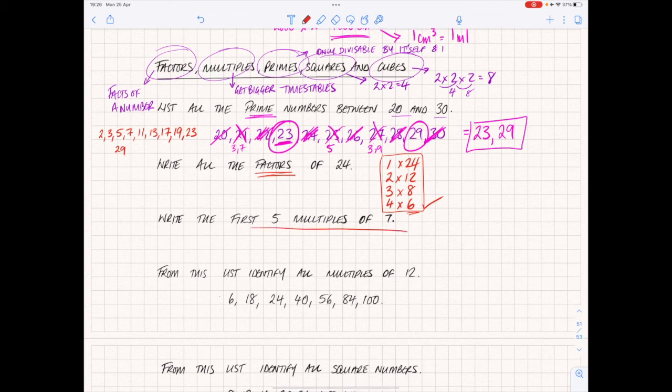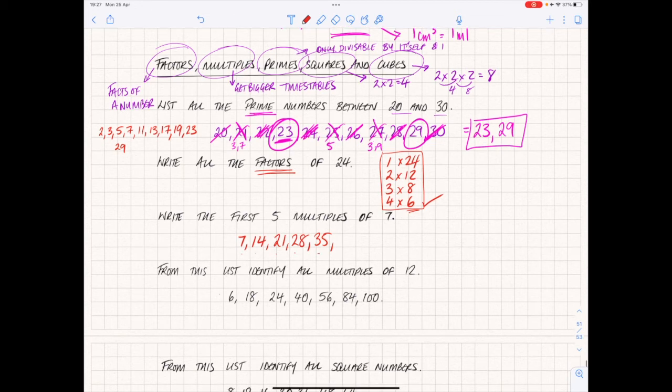First 5 multiples of 7. Remember, multiples are in the times table of that number. So 7, add on 7, 14, 21, 28, 35. That's just basically your 7 times tables. And if you don't know it off the top of your head, just keep adding 7. Do it on your fingers, whatever you need to do to get it right. So 1, 2, 3, 4, 5. They are my first 5 multiples of 7.